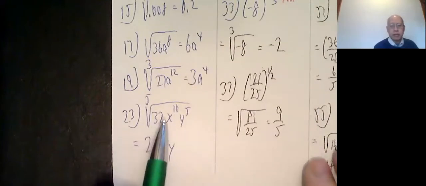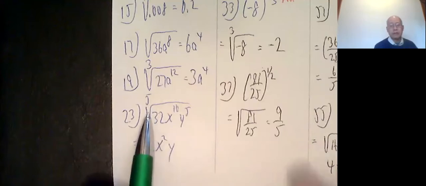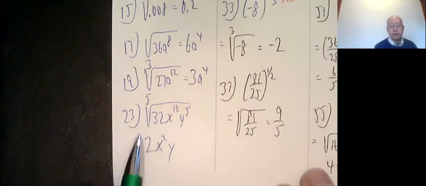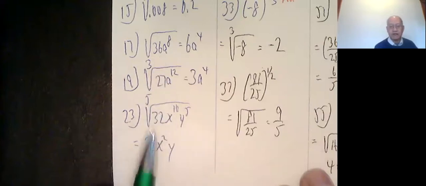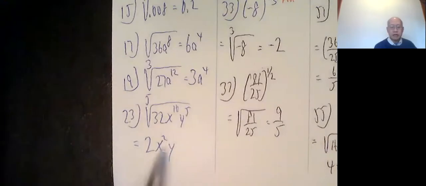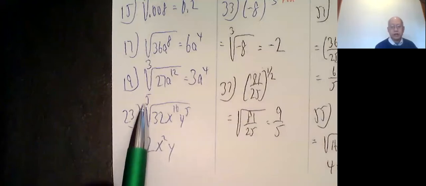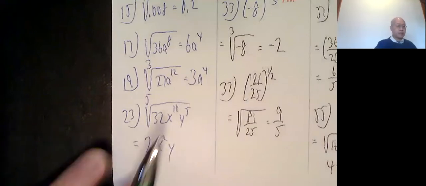Fifth root of 32 x to the 10th y to the 5th. We might not be comfortable with fifth roots, but there isn't that much to try. Fifth root of 32 comes out to be 2, because 2 to the 5th power is 32. Now we'll play the game as we did before. It's basically 10 divided by 5 is 2, 5 divided by 5 is 1, so 2x squared y. In other words, if I take this and raise it to the 5th power, you get this back. 2 to the 5th is 32, x squared to the 5th, 2 times 5, is x to the 10th, and y to the 5th is y to the 5th.